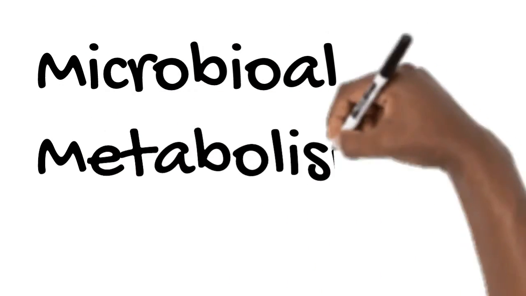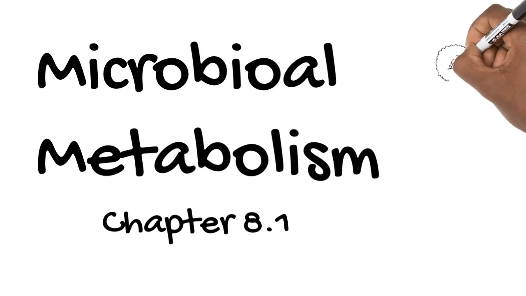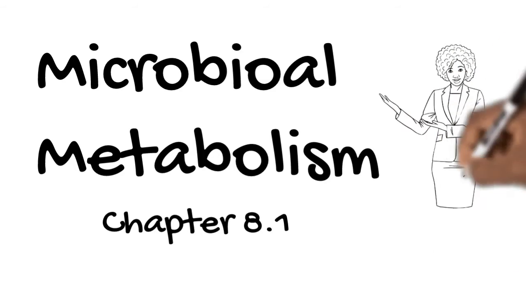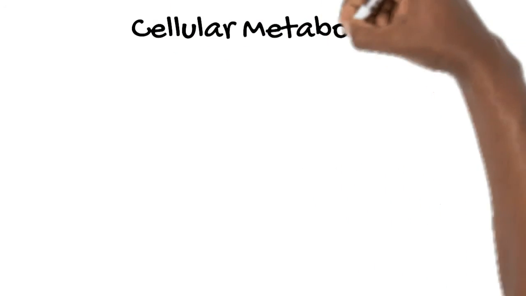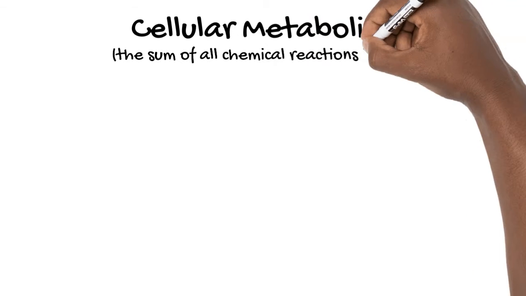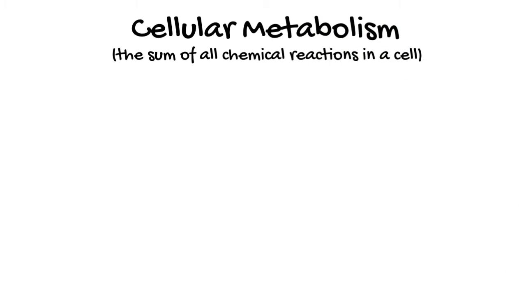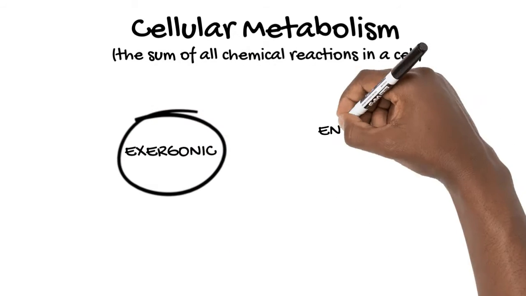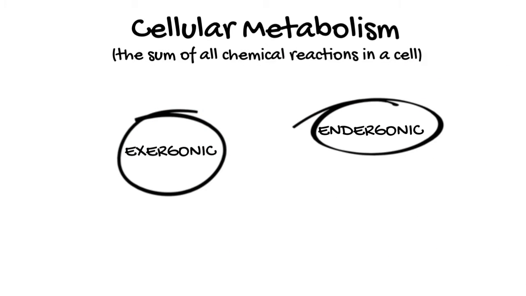In Chapter 8, we will learn how to identify microorganisms strictly by their metabolism. Metabolism is the sum of all chemical reactions in a cell. This includes the building up or breaking down of complex molecules through a series of chemical reactions called metabolic pathways. There are two types of reactions, exergonic and endergonic.